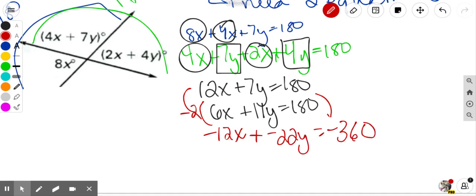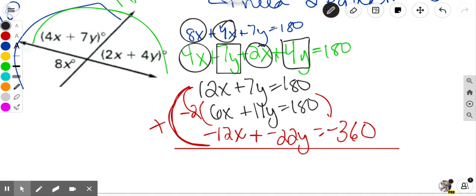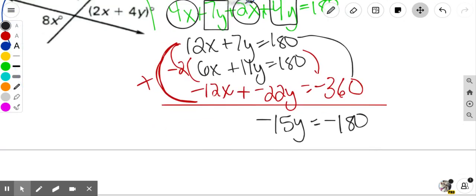Now what we're going to do is add together this one that I just created with this one. So now I have 12x and -12x is 0. So those are gone. Now I have 7y and -22y would be -15y. And then 180 and -360 would be -180. And then if I divide by -15, I get y is 12.